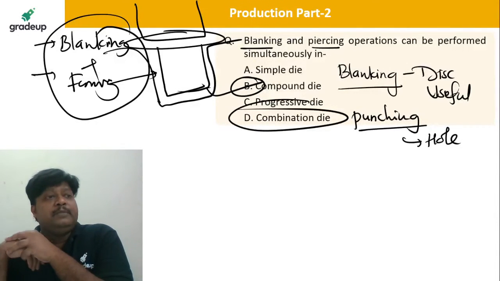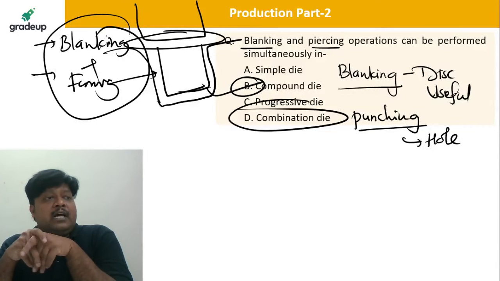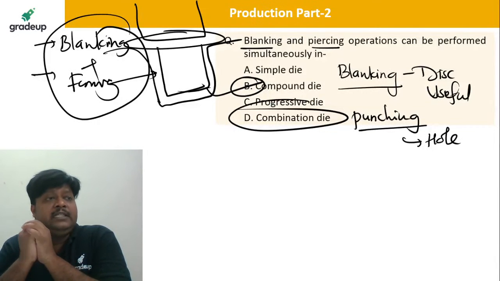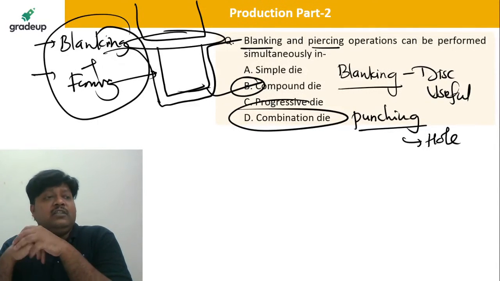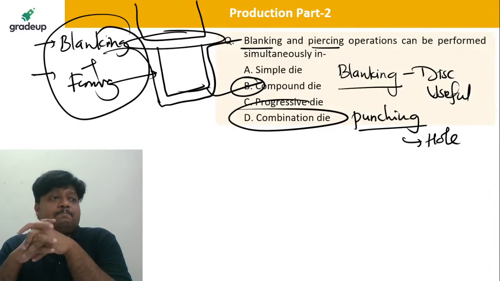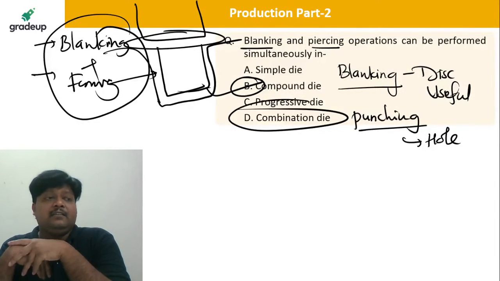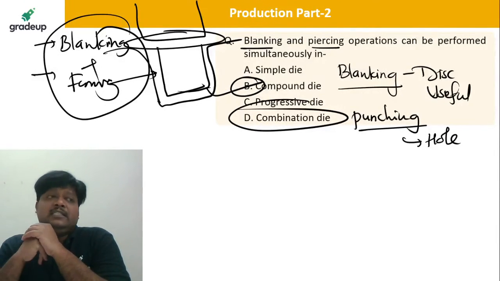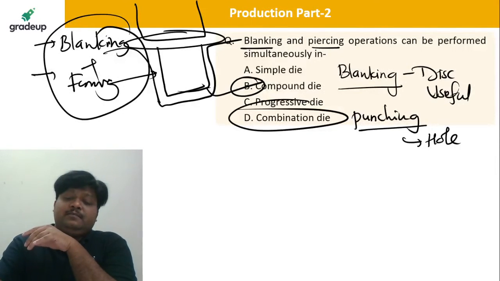Yes or no? B. Ramu, it is not C. Jay Kumar, it is not D. I hope you get combination die. Isn't it? Chahat, very correct. Shall we go for the next question?